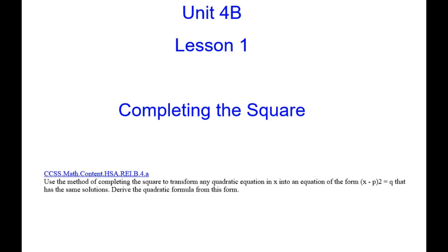Unit 4B, Lesson 1, Completing the Square. In the previous unit, we worked a lot with factoring, and we could use factoring in the zero product property in order to solve quadratic equations and even equations of higher degrees if we broke them down. In this lesson, we're going to use completing the square, which is just another method that allows us to solve quadratic equations, ones that probably can't be factored easily.